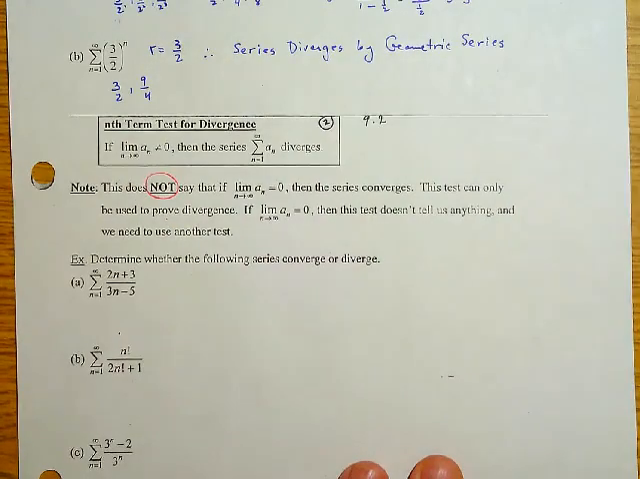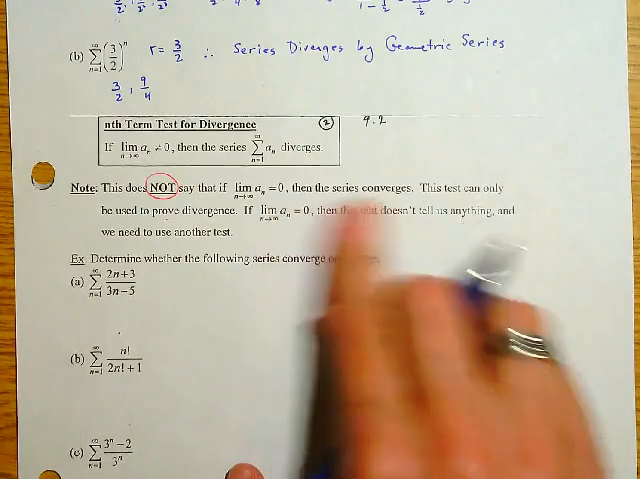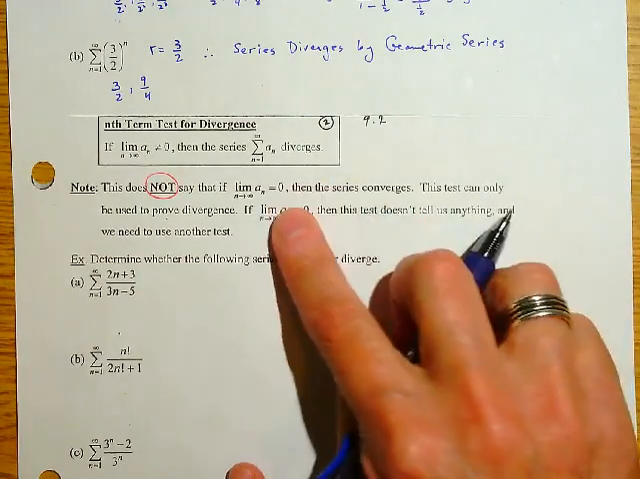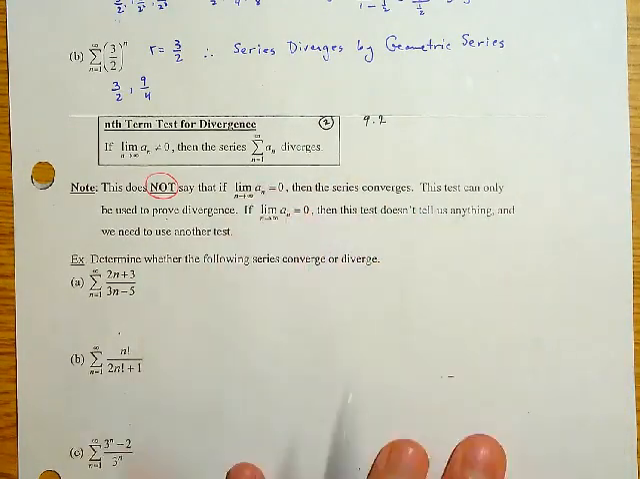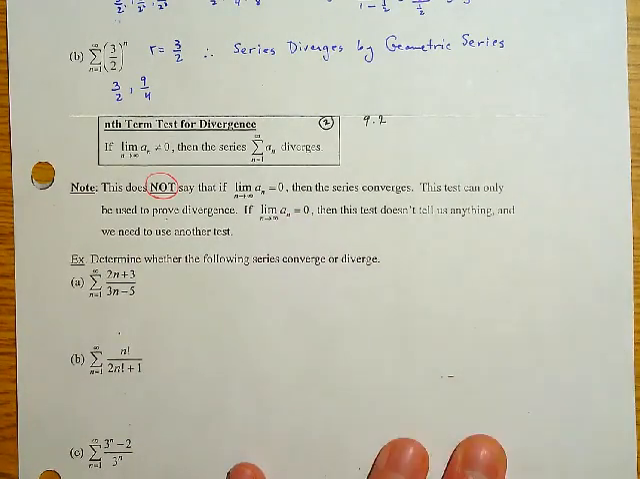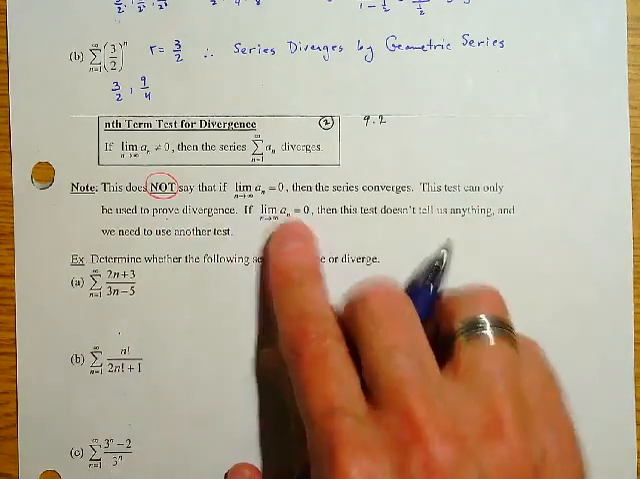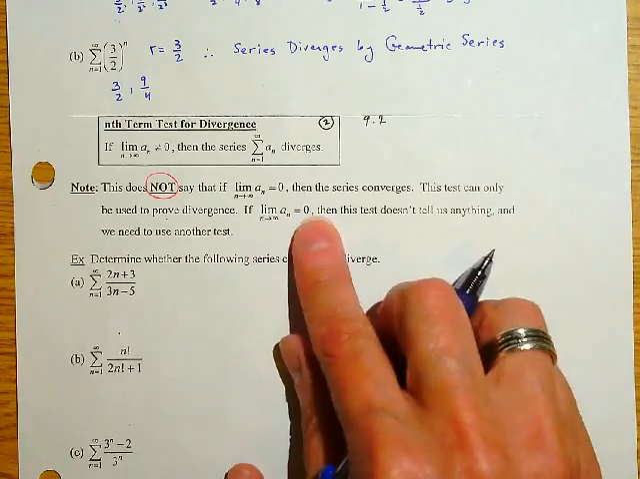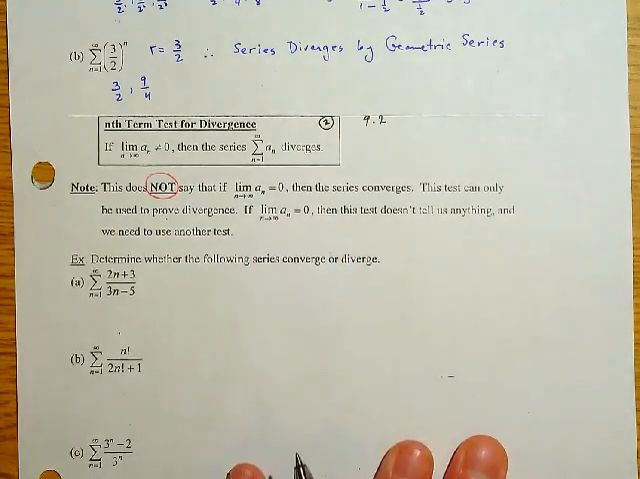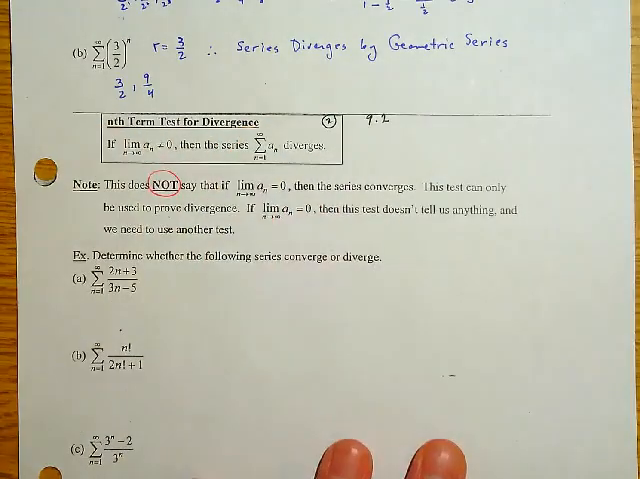This does not say that if the limit of a sub n equals 0, then the series converges. Because the limit of that term could be 0, but it's still adding enough that it's going to converge. There will be other tests that we would need to show convergence, but this is only a test to show divergence. If the limit of a sub n as n approaches infinity is equal to 0, then this test doesn't tell us anything. It's inconclusive. You'd have to use another test. That's why we've got a total of 10 tests. This is a good one, though, to check for divergence. So again, that's why it's the test for divergence, nth term test.